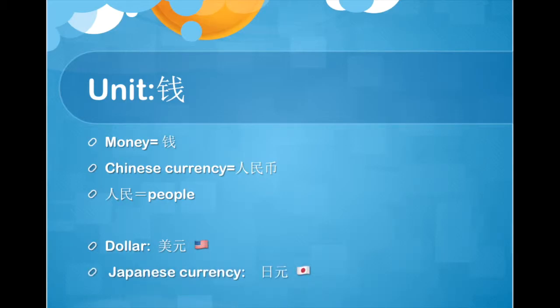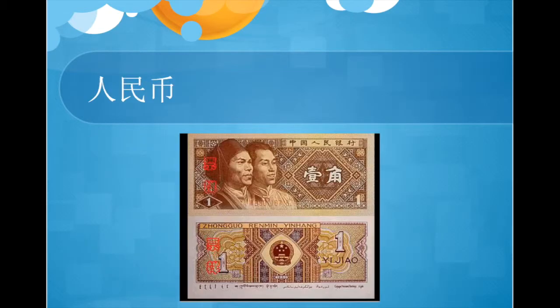For example, the Japanese currency in Chinese, we call it 日元. So we know Japan is 日本 and yuan is money. So Japanese money, we call it 日元. So only here, the Chinese money is called a different way because we are socialist and we believe that our money belongs to everyone. So we call it 人民币. Okay, just remember that.